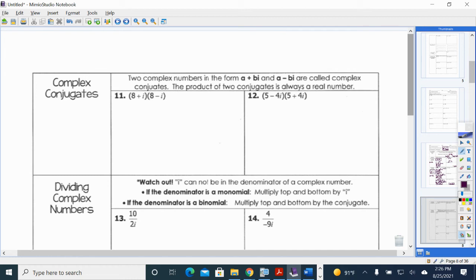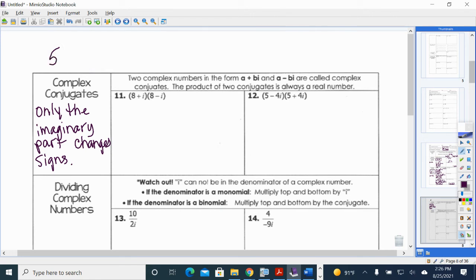When we talk about complex conjugates, only the imaginary part changes signs. So if I asked you, what's the complex conjugate of 5 minus 6i? The complex conjugate would be 5 plus 6i. We only change the sign on the imaginary part. So let me show you one of these really fast. I'm going to do number 12.